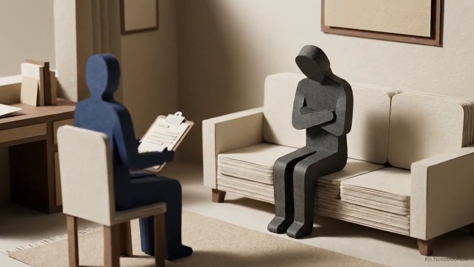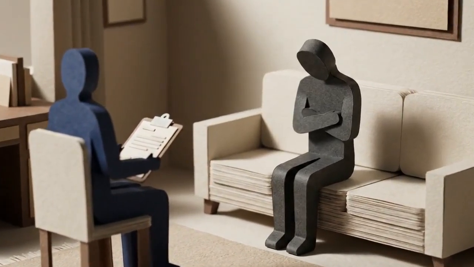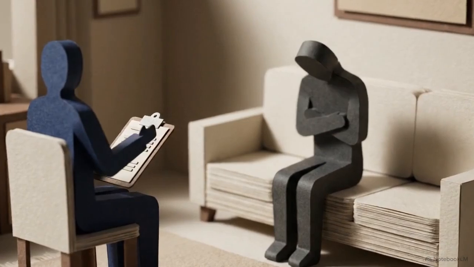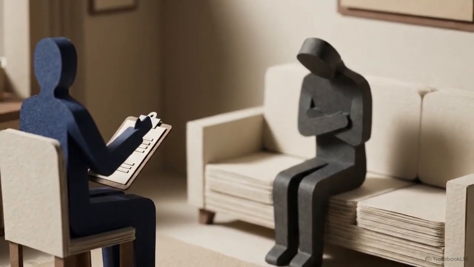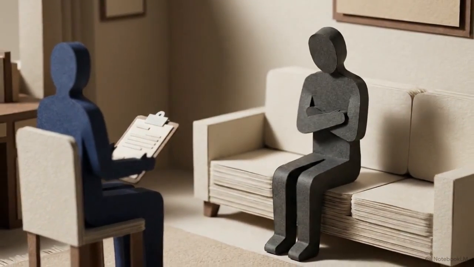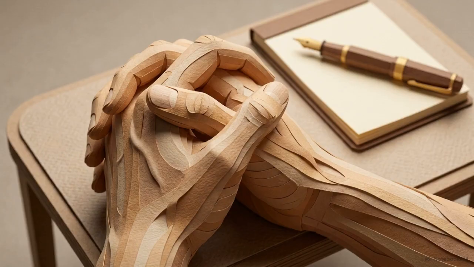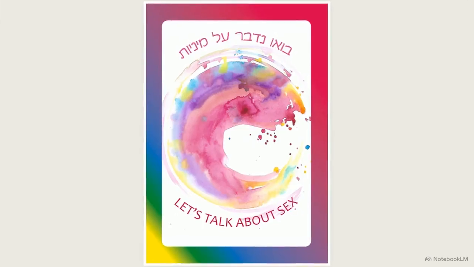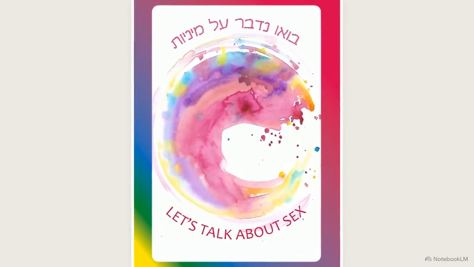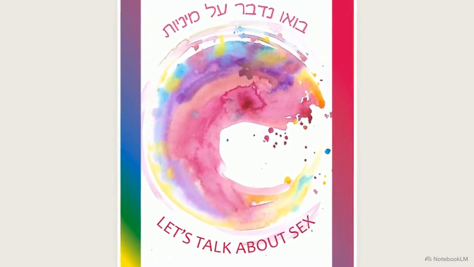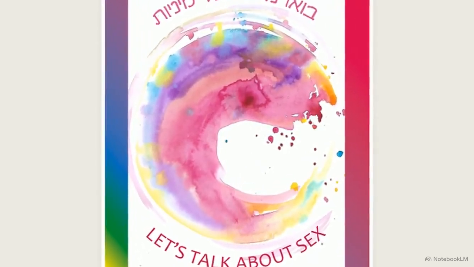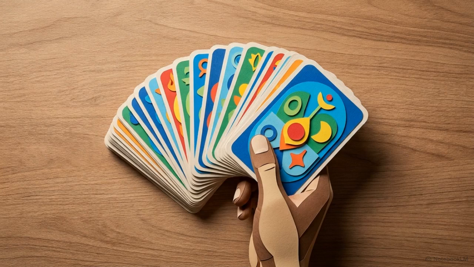In a clinical setting, few topics create a thicker wall of silence than sexuality. When the conversation turns to intimacy, therapists often face dead air, as the deeply ingrained taboo around sex makes it difficult for patients to articulate their needs. To bridge that gap, there is a specific visual tool, the Let's Talk About Sex Therapeutic Cards. They are designed to bypass that initial hesitation and provide a safe, accessible way to start the conversation.